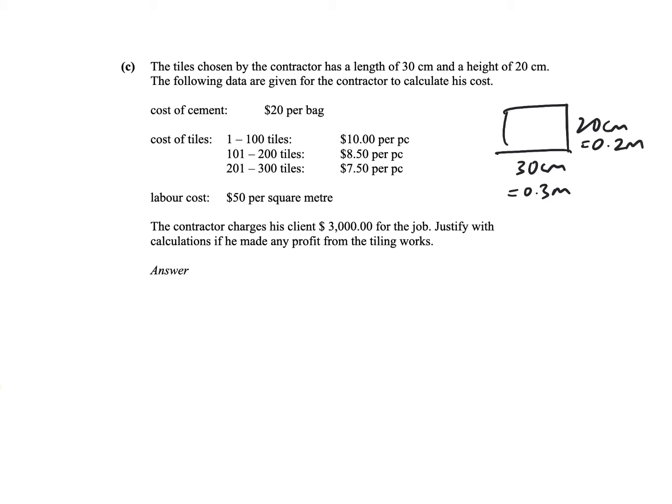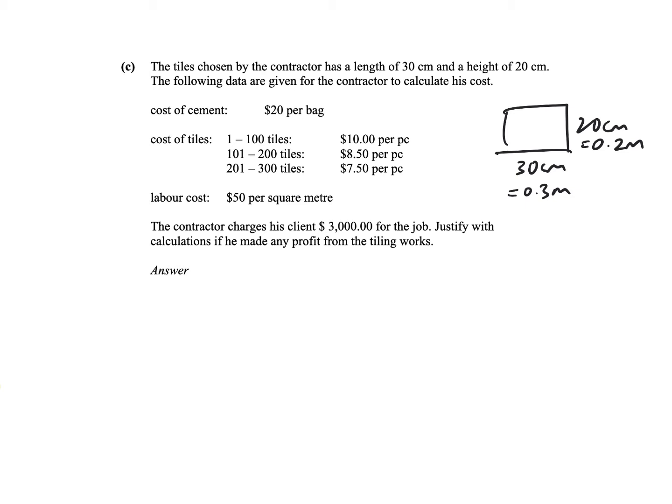Now I'm given the following data for the contractor to calculate the cost. The cost of cement, okay, $20 per bag, sure. Cost of tiles, okay. And the labor cost, $50 per square meter. And then the contractor charges the client $3,000 for the job, and we need to find out, justify with calculations, if he made any profit from the tiling works. Profit means from all the cost, did he charge more than the cost? If he charged more than the cost, then he actually made some money, he made some profit. So we're trying to find out, did he charge more than all the costs? So we need to calculate the cost.